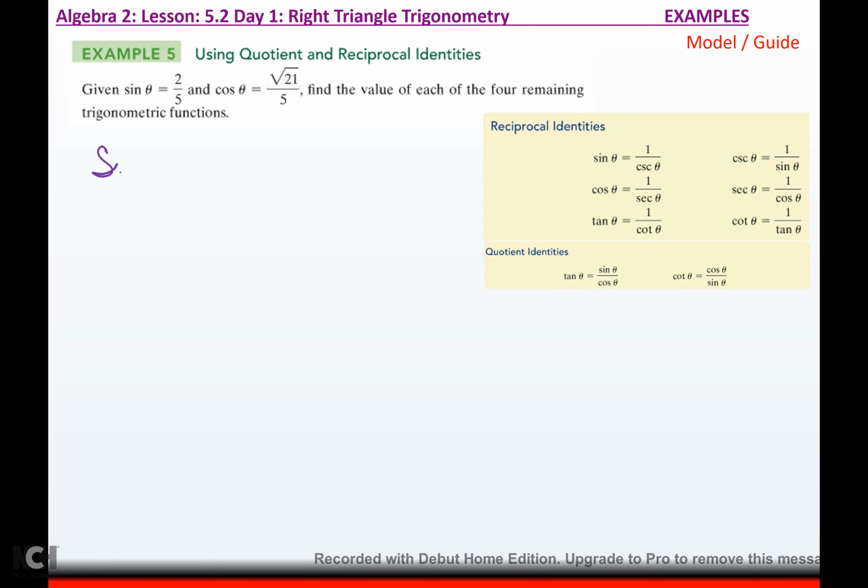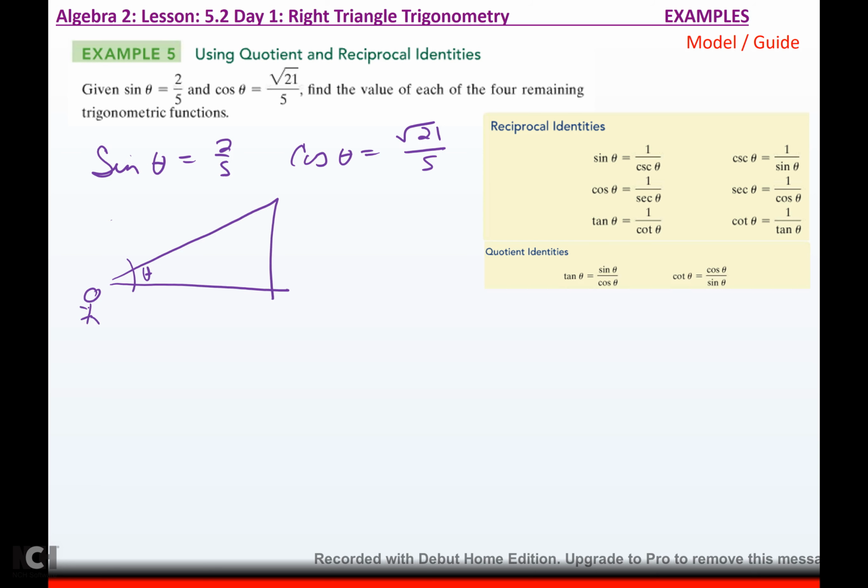They're telling you that sine theta equals 2 over 5, and cosine theta equals the square root of 21 over 5. It says, find the value of each of the 4 remaining trig functions. Well, we've got to draw a picture. You can draw any right triangle and put theta in either of the acute corners. Once you pick, that's where you're standing. So now I have to fill in my triangle. They're telling me opposite is 2 and hypotenuse is 5. So opposite my angle is 2 and the hypotenuse is 5.